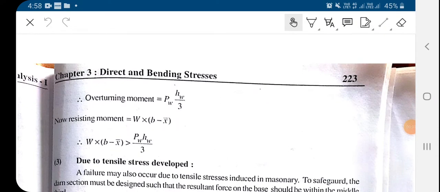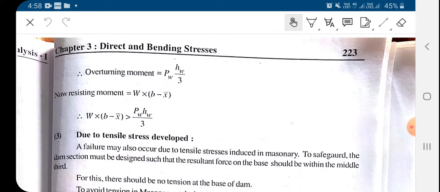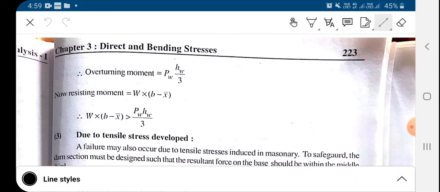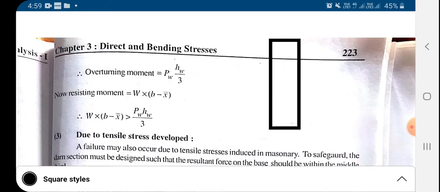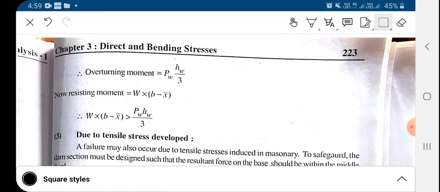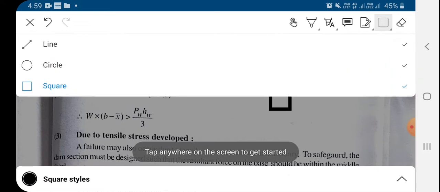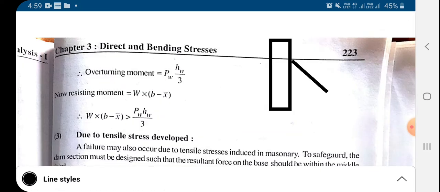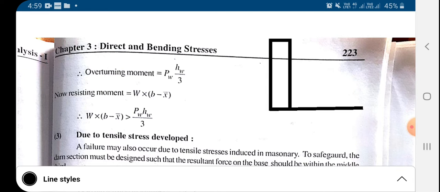So this overturning force is Pw. So let us understand it by one figure. Let us consider it as a gravity dam.